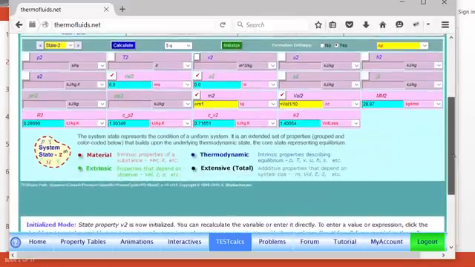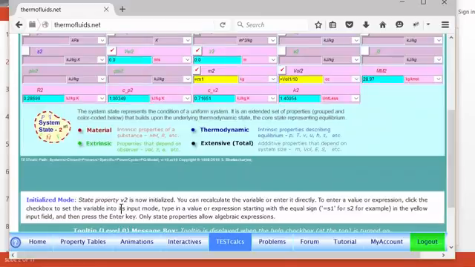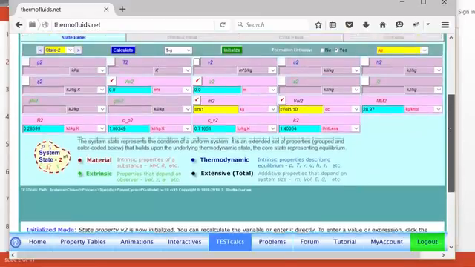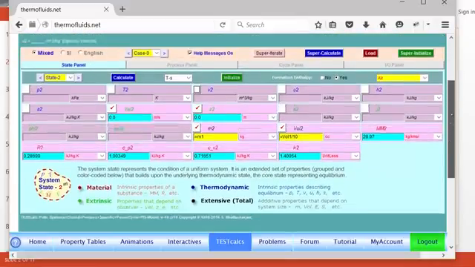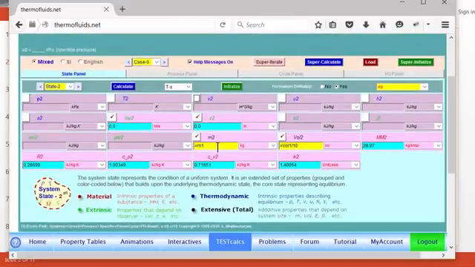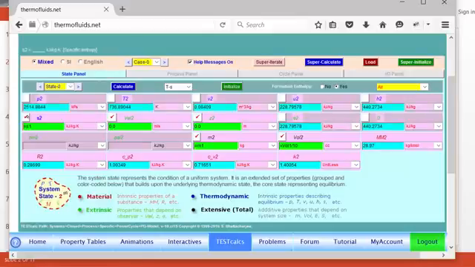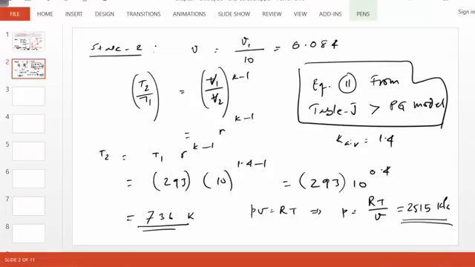If you click on specific volume, you'll notice that at the bottom it says state property v2 is now fixed, you cannot click and evaluate it. You will see an error message. What else is known? In this compression process, mass remained constant, volume became 1/10, and it's isentropic, so entropy doesn't change: S2 equals S1. Now we have enough information to evaluate the state. Temperature is 737 Kelvin, and pressure is equal to 2514. So that's what we obtained manually.